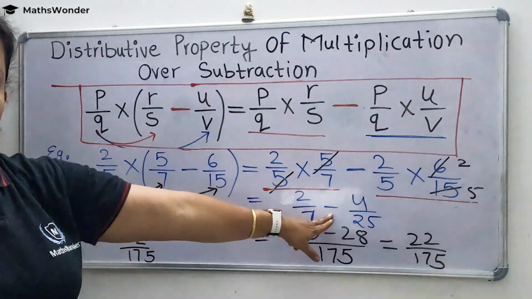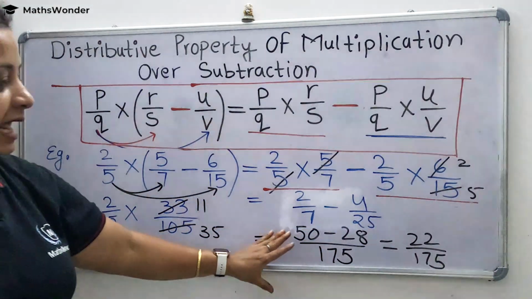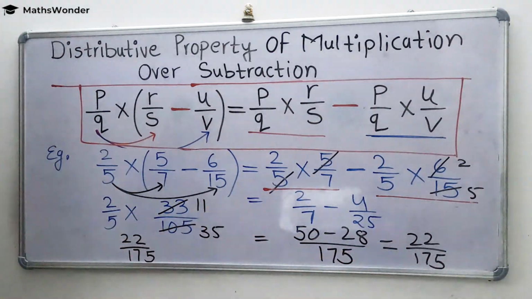Now, because here is the subtraction sign, you will again make the denominators the same and find the answer. So yes, you can see both sides have the same answer. So this is the distributive property of multiplication over subtraction.